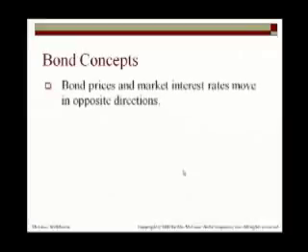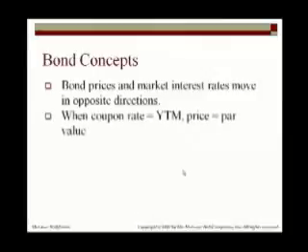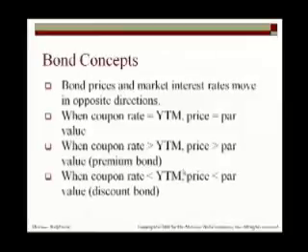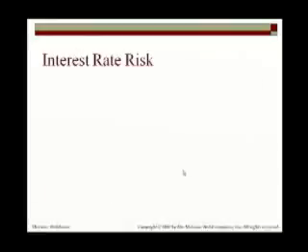Some basic bond concepts. Bond prices and market rates move in opposite directions. We've already pointed that out in the previous slide. And when the coupon rate equals the yield to maturity, the bond price equals the par value, or in our example, $1,000. When the coupon rate is greater than the yield to maturity, the price is greater than par, and that's called a premium bond. And if the coupon rate is less than the yield to maturity, the price is less than par, and that's called a discount bond.